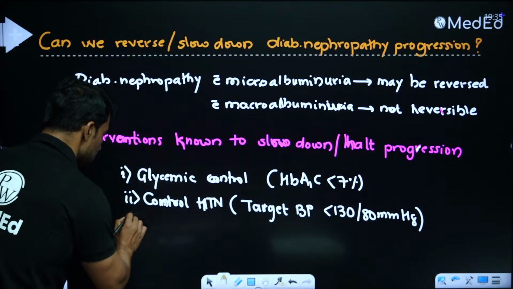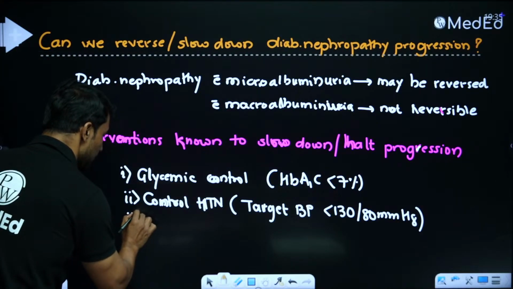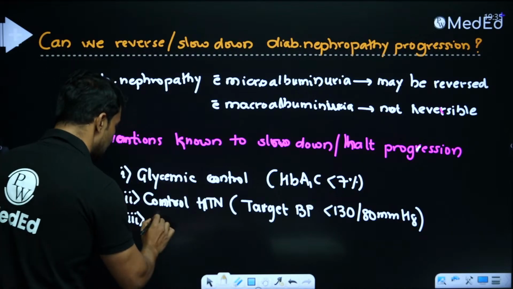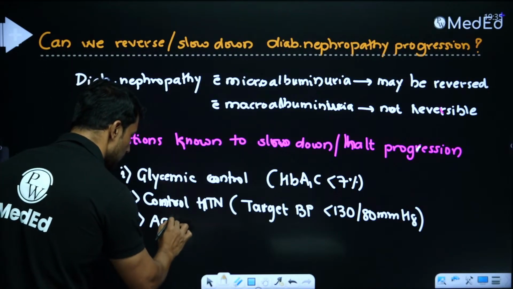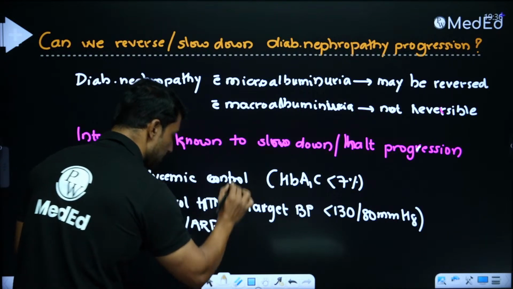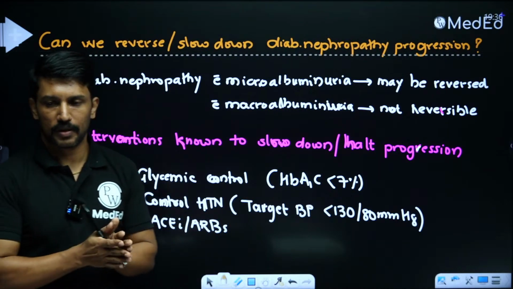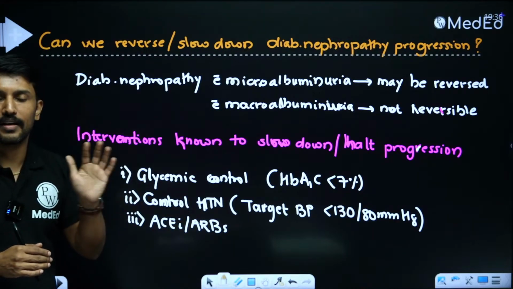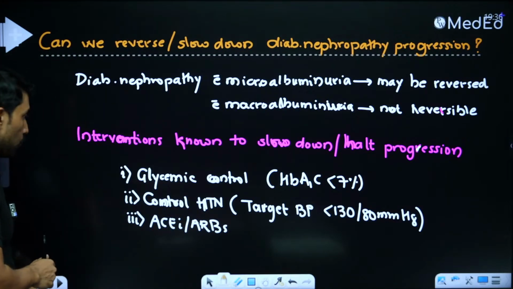Okay. Now there is a third and a very important drug class that can slow down the progression of the disease or decline in the GFR. That is ACE inhibitors or ARBs. So even in a non-hypertensive diabetic, if they have nephropathy, using a small dose of ACE inhibitors or ARBs slows down the decline in GFR, like this graph I showed you.